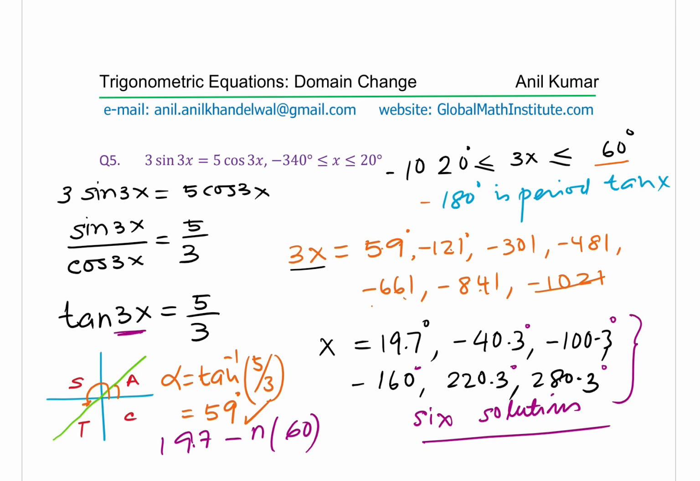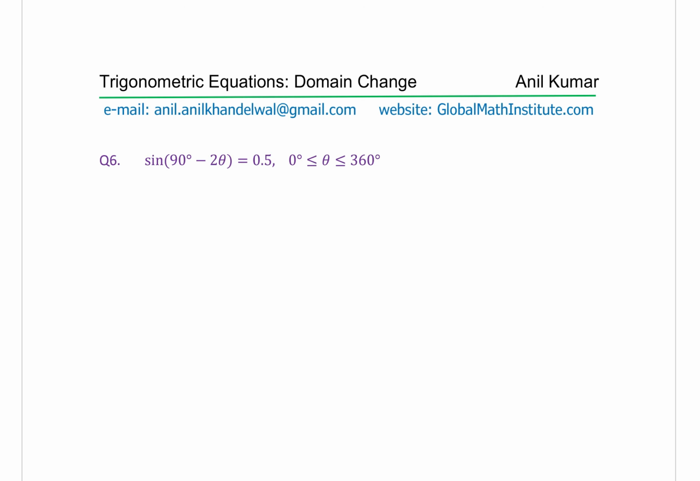Let's take the last example now, which is sine of 90 degrees minus 2 theta equals half, 0.5, where theta is between 0 and 360 degrees. I'd like you to pause the video, apply the methods learned, and then check with my solution. So again, the question here is sine of 90 minus 2 theta equals half or 0.5, where theta is between 0 degrees and 360.